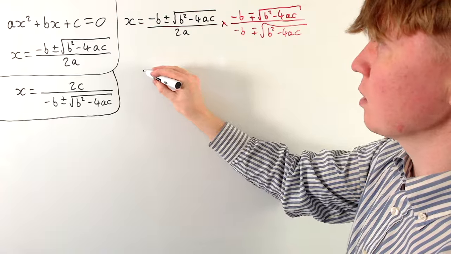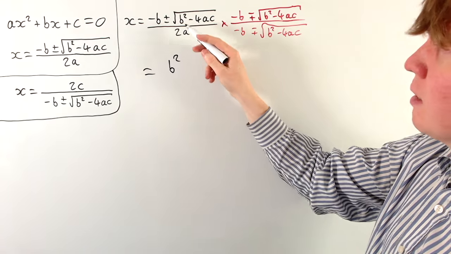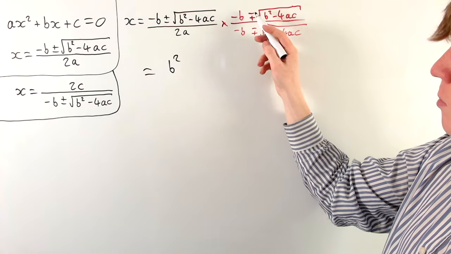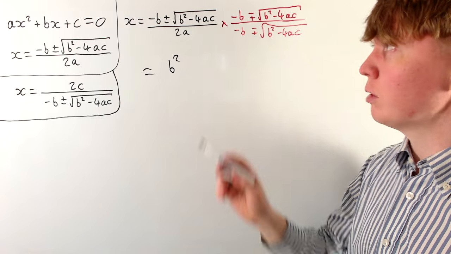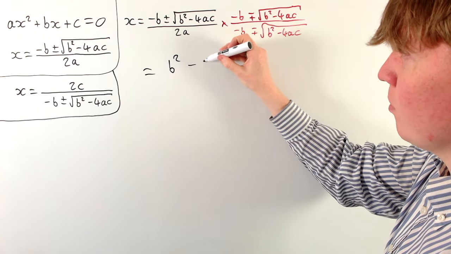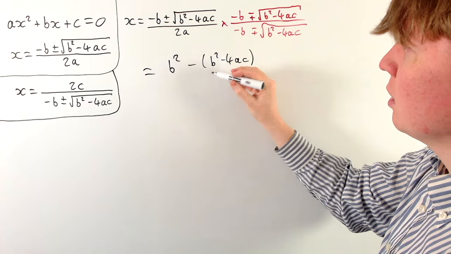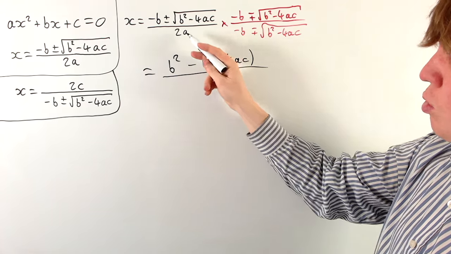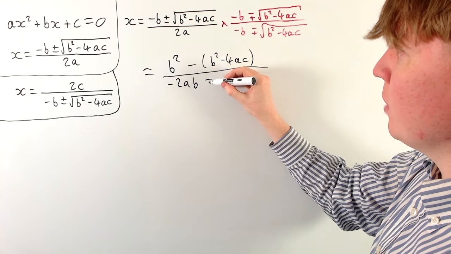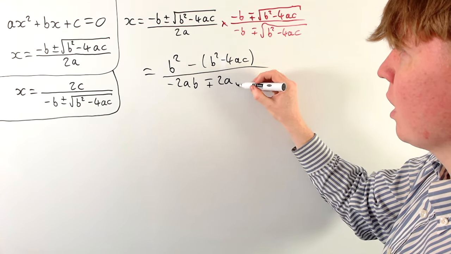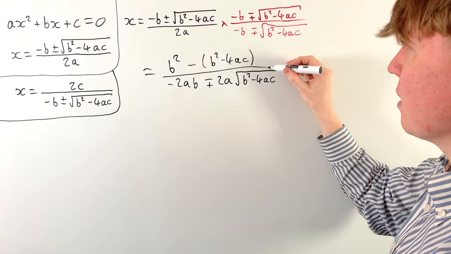The whole point of doing this is so that in the numerator we get a difference of two squares expression. So minus b times minus b gives us b squared, then we've got plus minus times minus plus the square root term. So we do the square of the square root term, and we end up with b squared minus, b squared minus 4ac like this. And in the denominator we'll do 2a times minus b, so minus 2ab, then minus plus 2a times the square root of b squared minus 4ac.